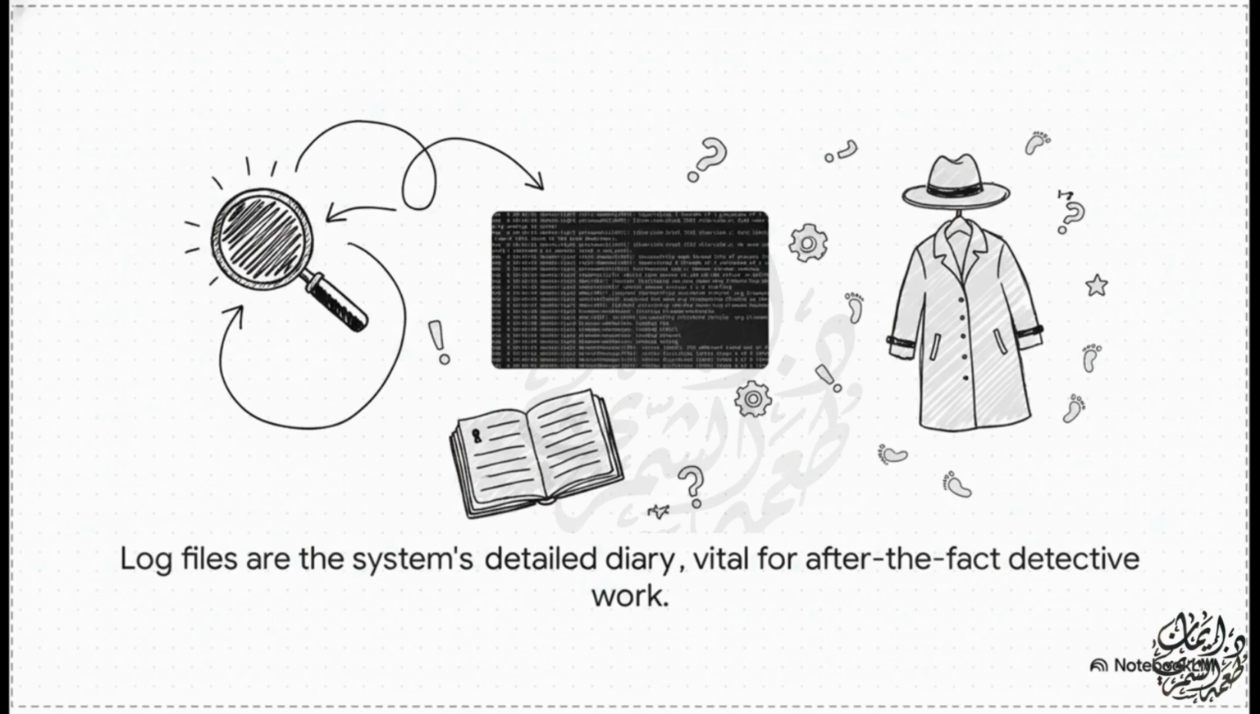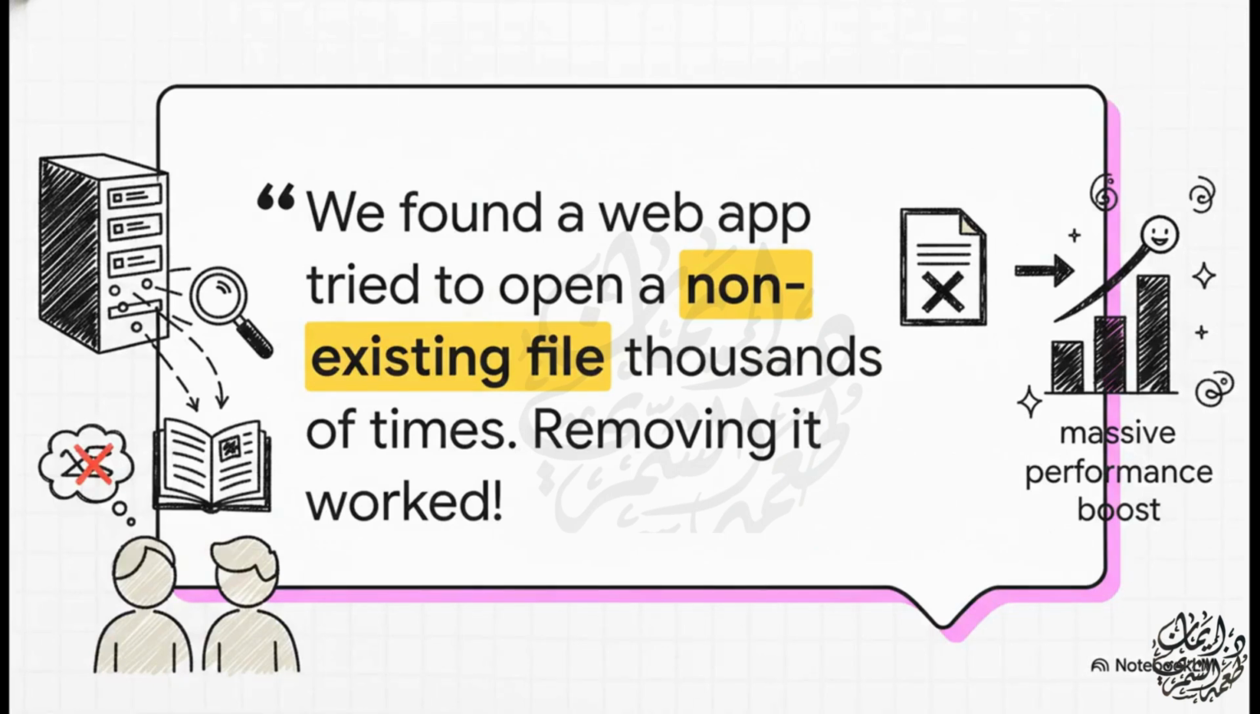Log files are basically the system's diary. They write down everything that happens, so when you need to do some detective work to find the root cause of a problem, this is where you go digging. And this is a perfect real-world example of just how powerful logs can be. A team was hunting a performance problem. They dug into the logs and found the app was trying to open a file that didn't exist thousands of times a day. A simple little fix, and boom, massive performance boost. That's the power of the system's diary.